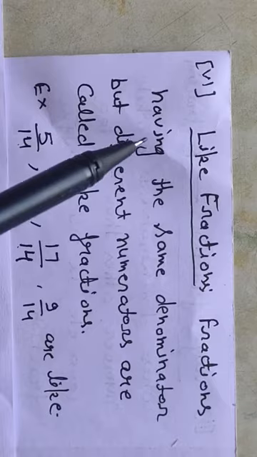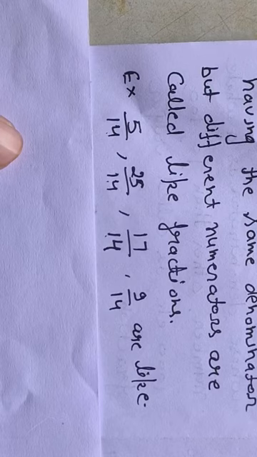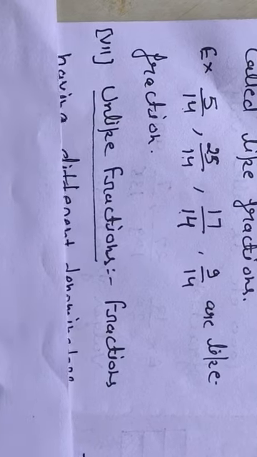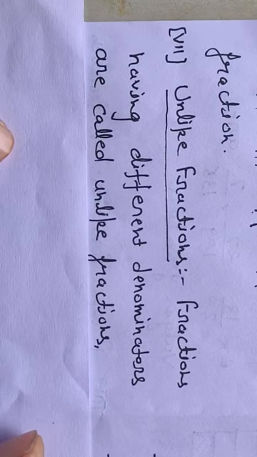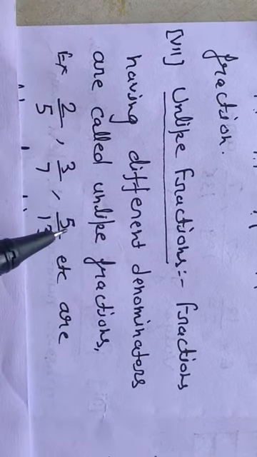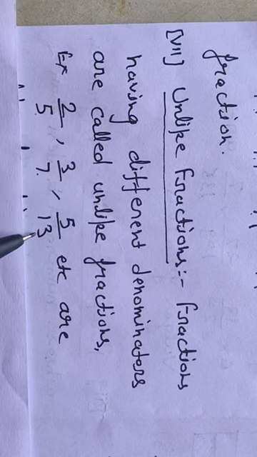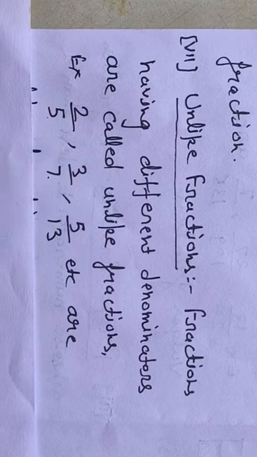So next is unlike fraction. What will be the definition? Fractions having different denominators are called unlike fractions. Okay, for example, 2 by 5, 3 by 7, 5 upon 13, etc. Look, in the first fraction the denominator is 5, in the second fraction the denominator is 7 and in the third fraction the denominator is 13. All denominators are different, so these are unlike fractions.